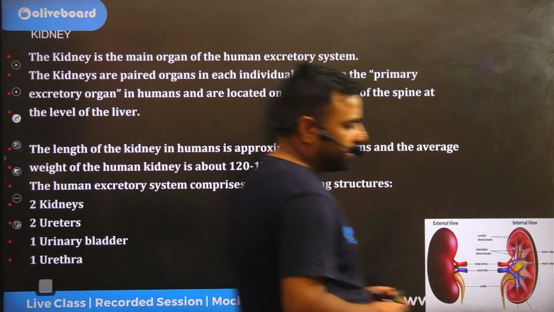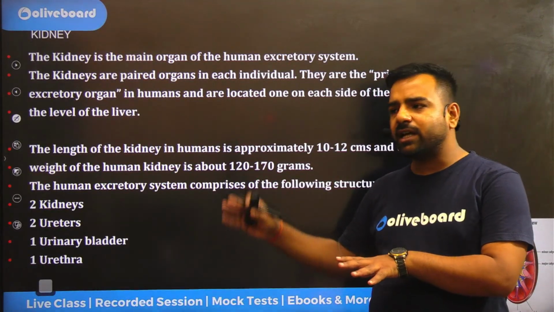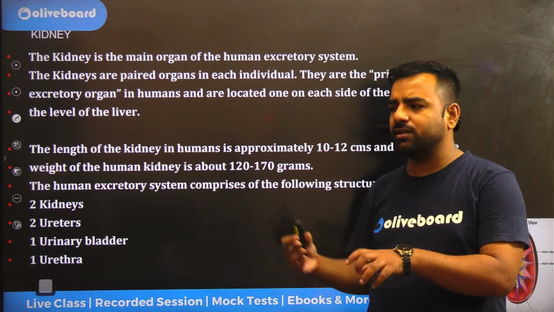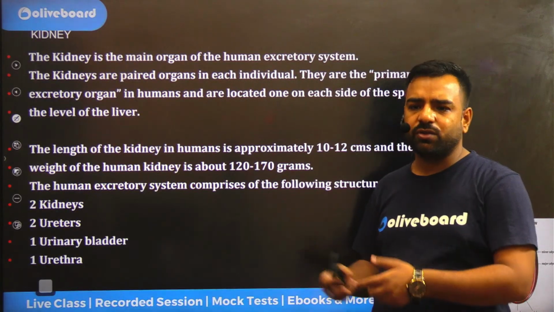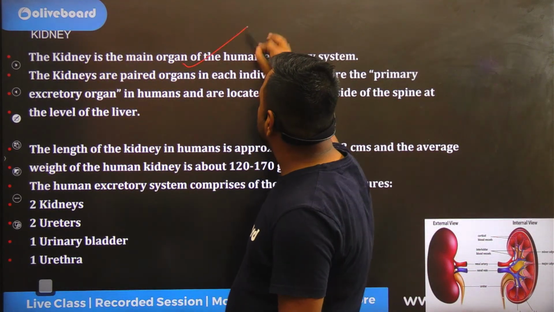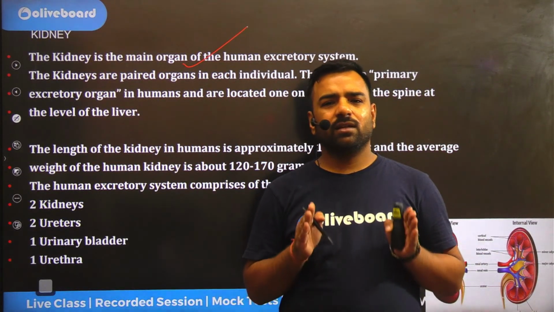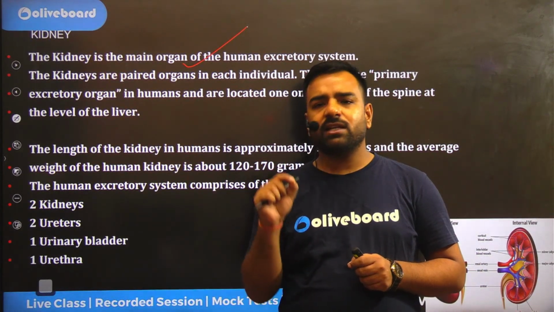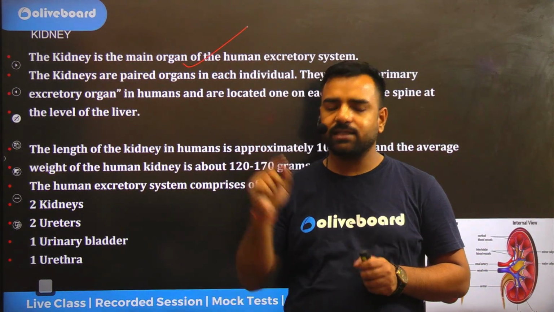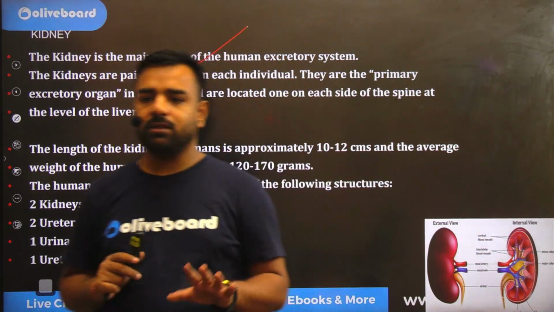Now guys, we have already discussed the kidney, so I'll just take a brief idea here. We'll directly move to the urine portion because questions are asked from urine. What is its composition? Why is it yellow in color? All those questions are asked. So yes, in the kidney. The kidney is the main organ of the human excretory system, as discussed. The kidney is present in pairs, but human survival is also possible with just a single kidney.